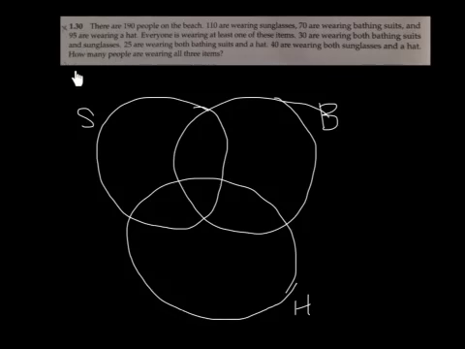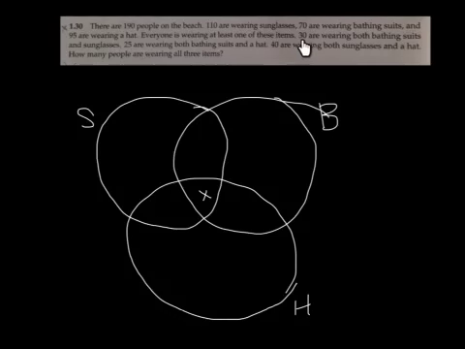So your variable is how many people are wearing all three items. In other words, right here in the middle, we have a big fat X. Now that we have this X, what is this region right here? That's sunglasses and bathing suit. So how many are there?